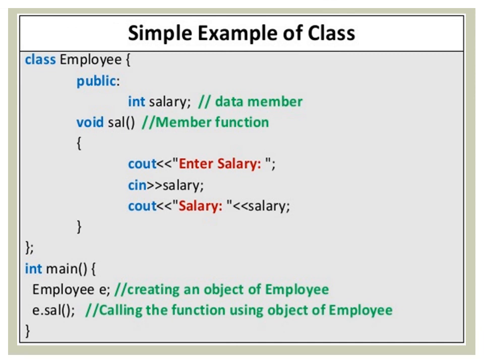Now we write the main function. Each and every C++ program consists of a main function. When you compile and run the program, the control first comes to the main function. Now in the main function, employee E, that is creating an object of employee. So employee is the name of the class and E is the object. Now E.sal, that is, by using this E object we are accessing the sal function by using the dot operator, and here is the closing of the bracket for the main function.